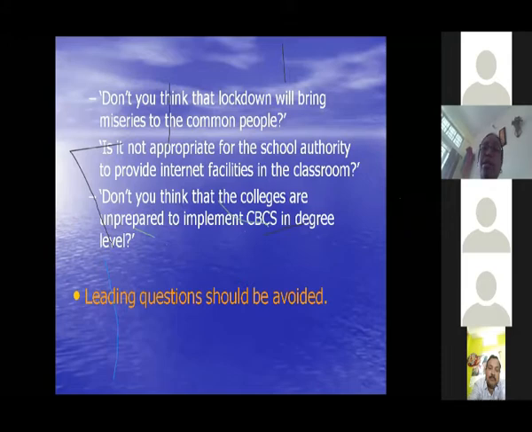Don't you think that the colleges are unprepared to implement CBCS in degree level? The response will be yes. So we need to avoid this type of questions in the questionnaire.